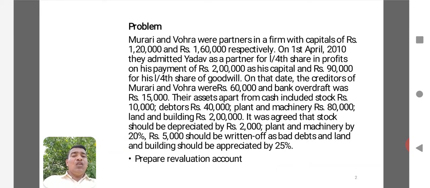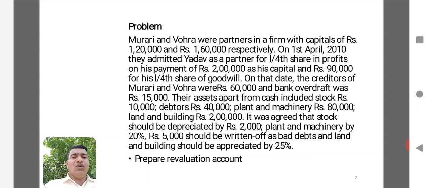Then rupees 5,000 should be written off as bad debts. Here bad debts written off means again one more liability is created, or provision is created. So it will come to the debit side of the revaluation account. So we have to enter it in the debit side. You can take it as increase in liability only. It can be taken as provision. So unrecorded provision, we have to enter it in the debit side of the revaluation account.